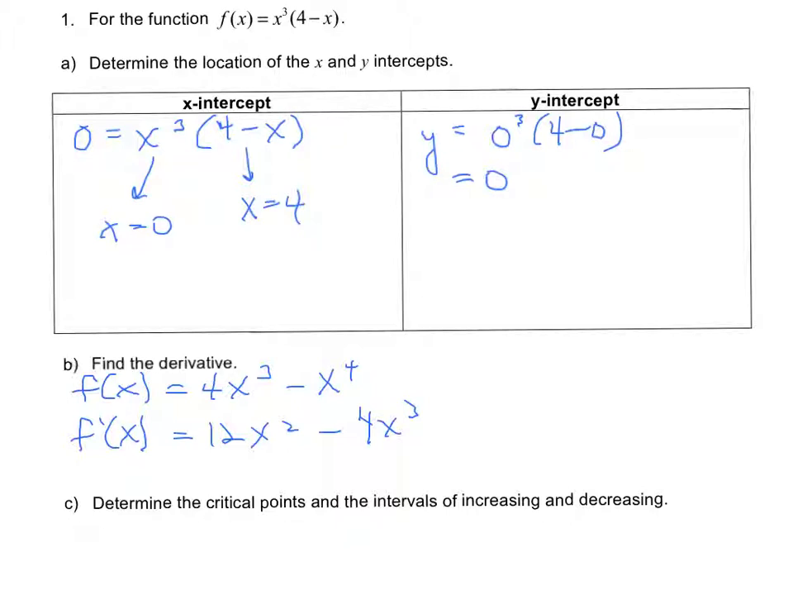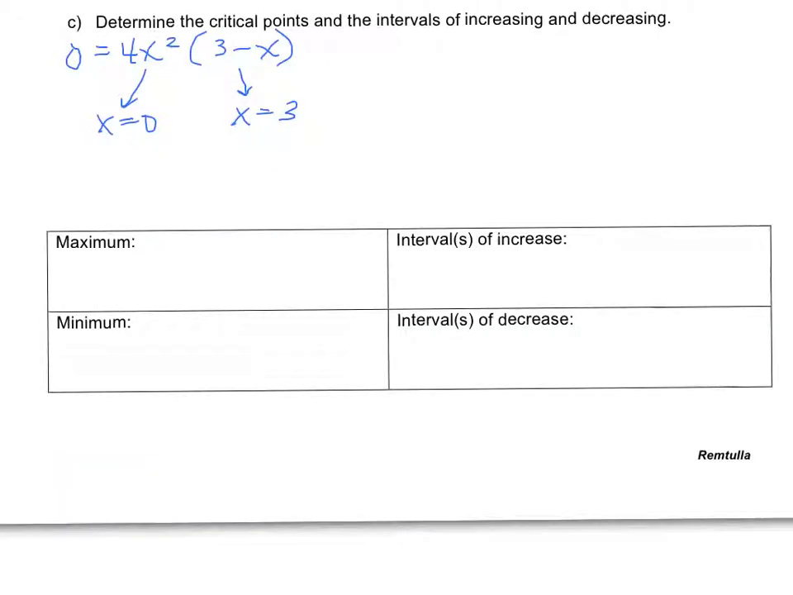Part C now says determine the critical points and the intervals of increasing or decreasing. So stop for a moment and figure out what does that mean. Well, that means take the derivative, set it equal to 0, factor, and then make your chart. So pause the video, try it yourself, and come back and see if you did okay. So when I factor, I get 4x squared as the common factor and 3 minus x stays in the bracket. That means x equals 0 and x equals 3 are my potential critical points.